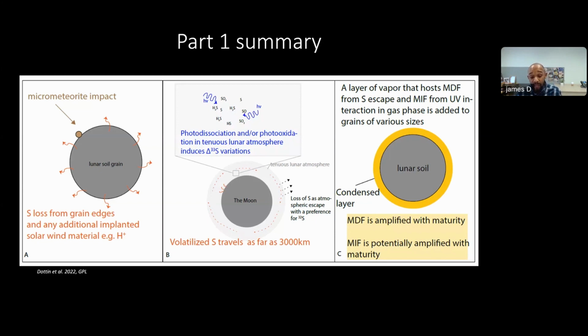that the mass-dependent fractionations are going to be amplified with maturity, which is an observation that was made back in the 70s. But we also are considering that mass-independent fractionation is going to be amplified with maturity. And that has yet to be determined as of now.